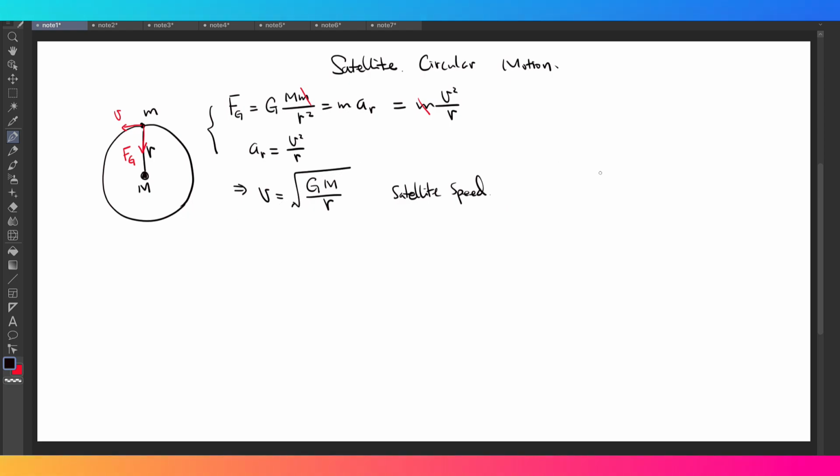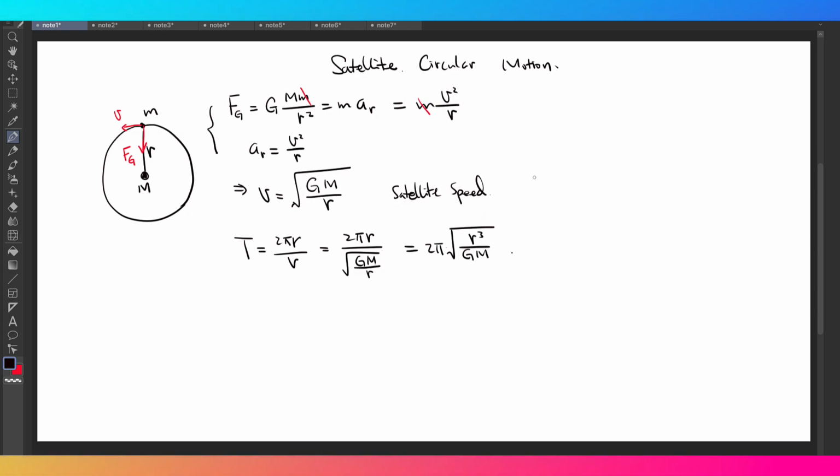And its period, of course, is capital T equals 2 pi r over v, right? So that will give us 2 pi r over square root of G M over r. And it turns out to be 2 pi square root of r cubed over G M. Okay, so that's the period as a function of the distance to the Earth, radius r.